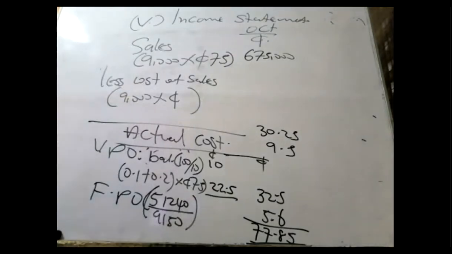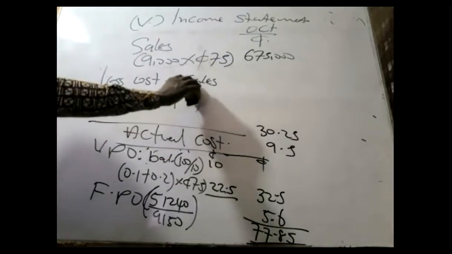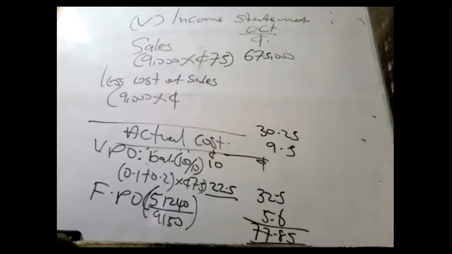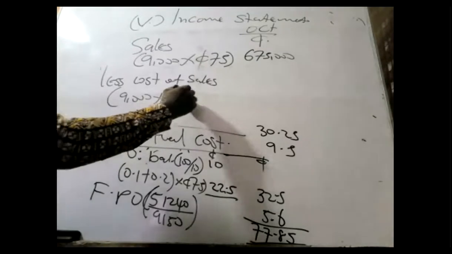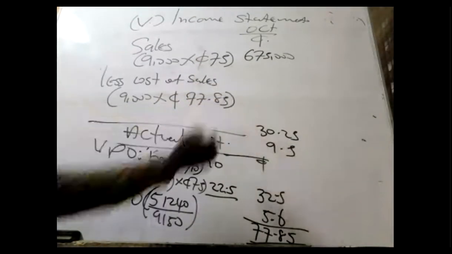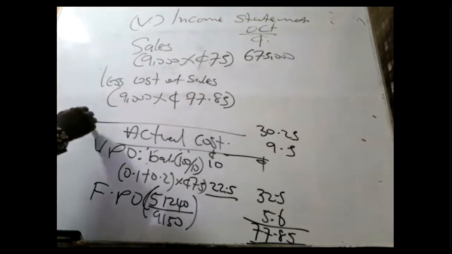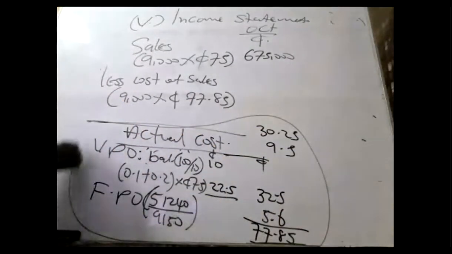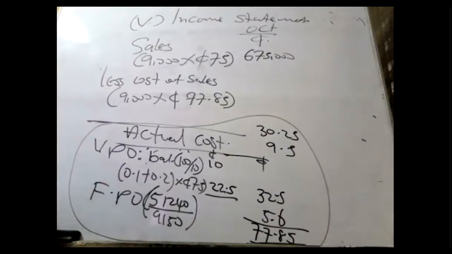Have you seen? If you need any figure, you pause and then go look for it before you move on. So let's see. The cost of sales will be 9,000 times 77.85. Can you take note of this side? I'm about to take it off. So the cost of sales, let's multiply: 9,000 times 77.85 should give me something like 700,650.